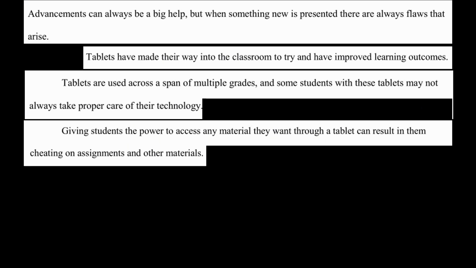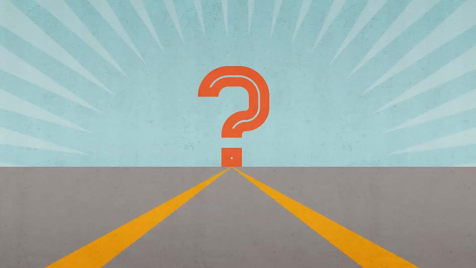"Giving students the power to access any material they want through a tablet can result in them cheating on assignments and other materials." Word about language. It says it can result. Well, this essay loves to use these vague terms: can, might. And those things are really setting up possibilities. The problem with possibilities is you can't prove possibilities. It's better to make claims that you can support using evidence. Yes, this could be used for this. It could also not be used for that. You could use it as a paperweight.